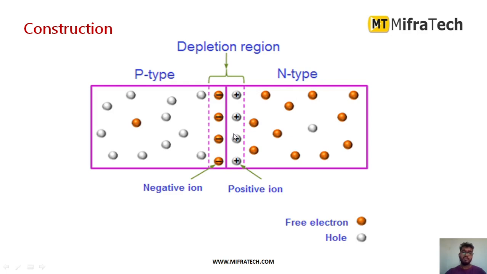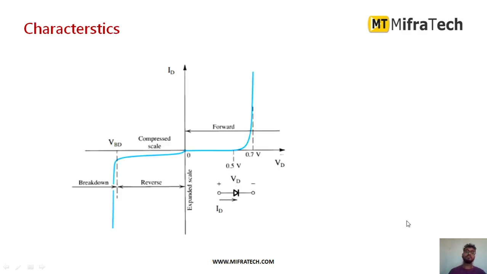In the depletion layer, positive and negative ions are combined here, as you can see. So this is how diodes are constructed internally. Here the brown color one indicates the free electron, and the positive one is the hole or positive ions. This is the characteristic curve of any diode, as you can see here.